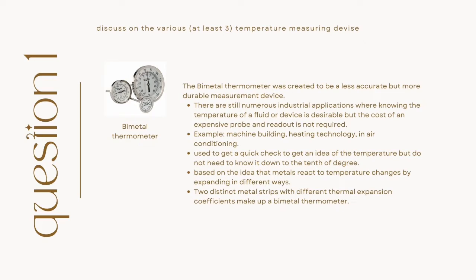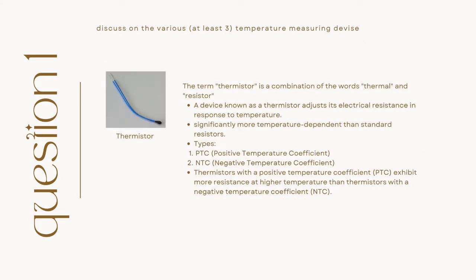Examples: machine building, heating technology, air conditioning. It is used to get a quick check and an idea of the temperature, but you do not need to know it down to the tenth of a degree. It is based on the idea that metals react to temperature change by expanding in different ways. Two distinct metal strips with different thermal expansion coefficients make up a bimetal thermometer.